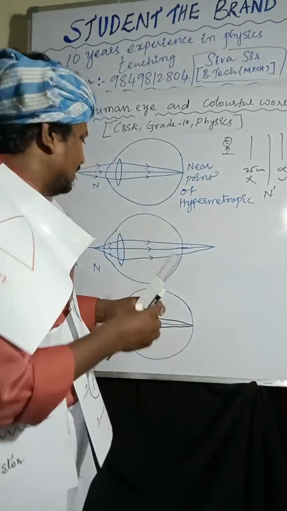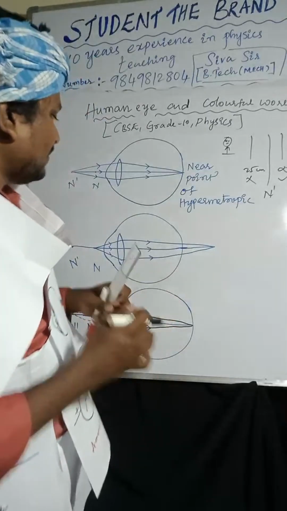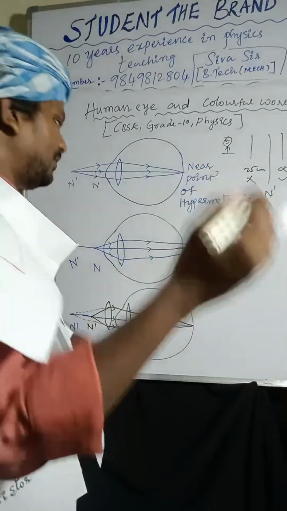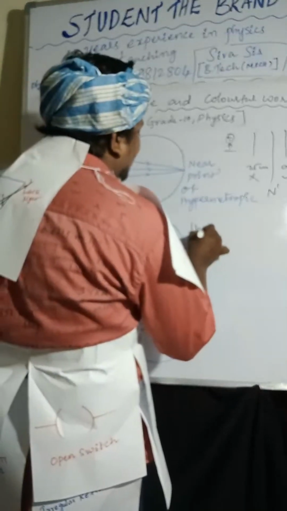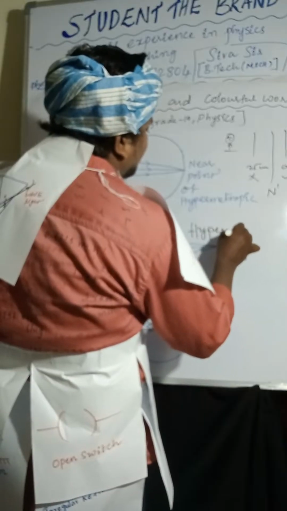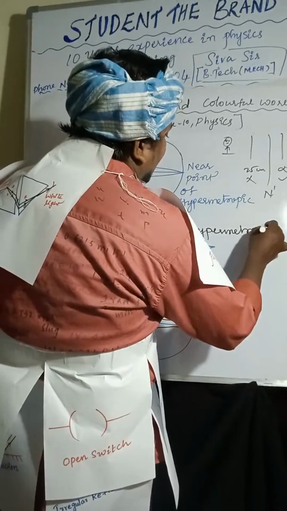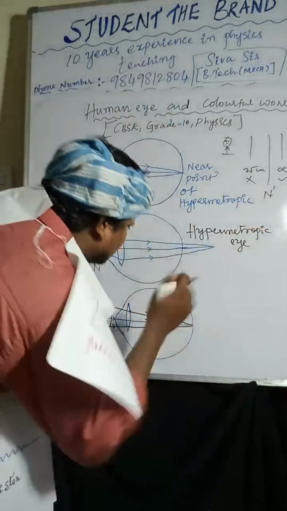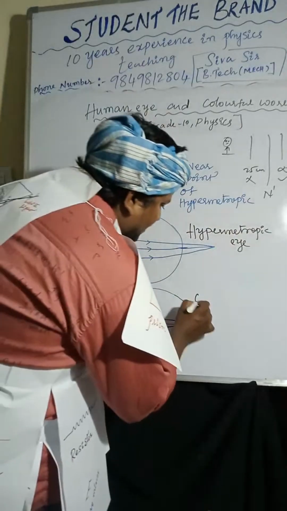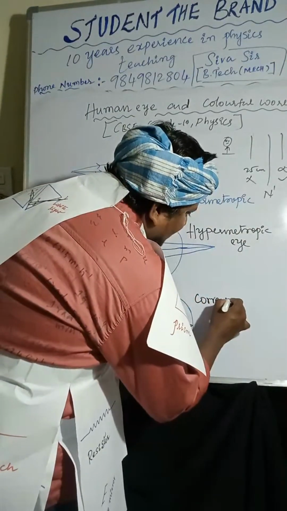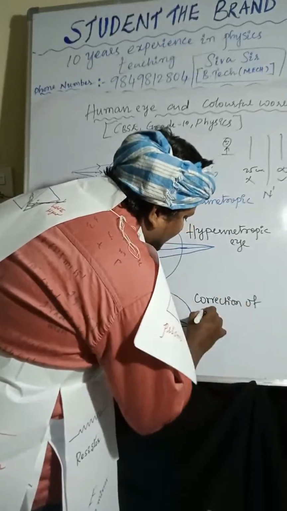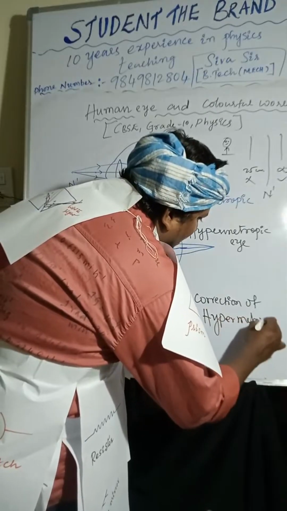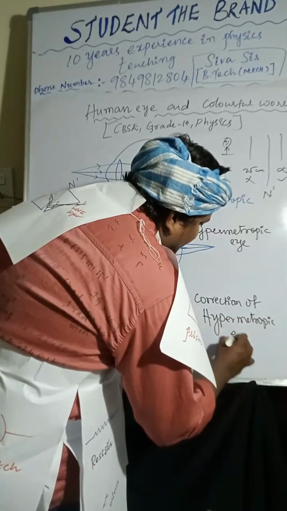Okay, so here you can observe. What is this? Hypermetropic eye. What is the diagram? This diagram is the correction of hypermetropia. Correction of hypermetropic eye. Understood or not?